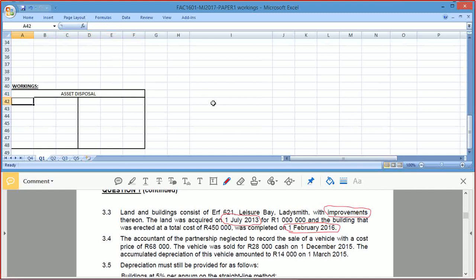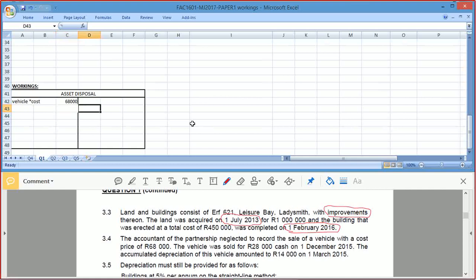Okay, what did the question say? Well, they said the vehicle cost 68. So where do you put cost in the asset disposal? On the debit or credit side? Debit. So the vehicle, which is the cost, will be on this side, and the amount was 68. What else did they give you? They said they sold it for 28 cash. So what happens to bank when you sell things for cash?